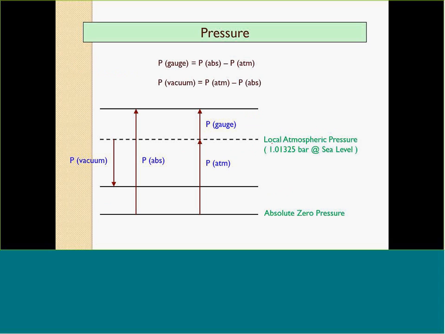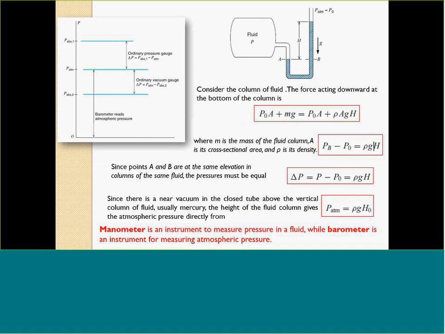Here it goes. For the atmospheric pressure at sea level, you're going to have about 0.01 bar. Below the atmospheric pressure, you're going to have absolute pressure. But in this area, you're going to have vacuum pressure. Above the atmospheric pressure, you're going to have gauge pressure. So towards the ordinary pressure, the vacuum gauge pressure.